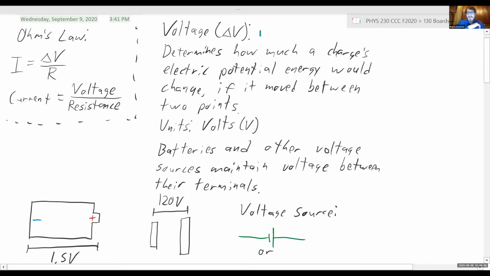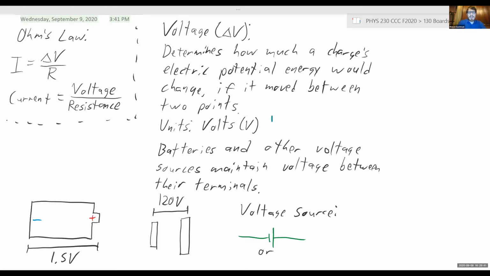When we talked about electric field, one of the things we said was that it told you what force a charge would feel at a certain point in space if there were a charge there. And we defined it using a test charge or a probe charge. Voltage is very similar in a lot of ways, except that instead of having to do with electric force, it has to do with electric potential energy, which we'll define shortly. And voltage determines how much a charge's electric potential energy would change if it moved between 2 points. The details are not really important right now, but voltage is defined between any 2 points in space.